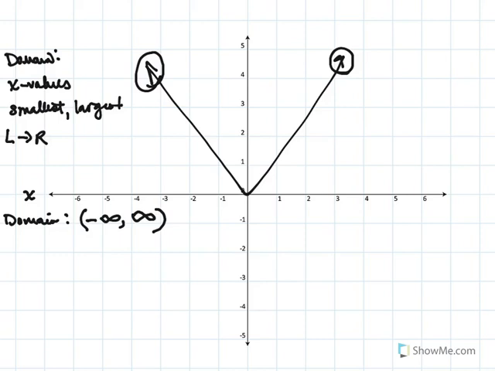Okay? Then we have the range. The range represents the y values present. So you have an input of x values that is going to produce an output of y values. And just like the domain, we are doing interval notation, and interval notation always means you are identifying the smallest value present to the largest value present, okay?